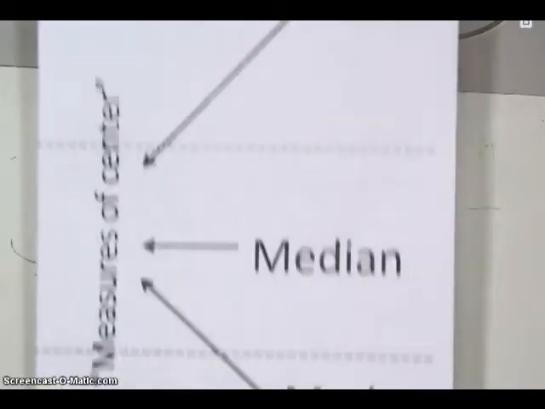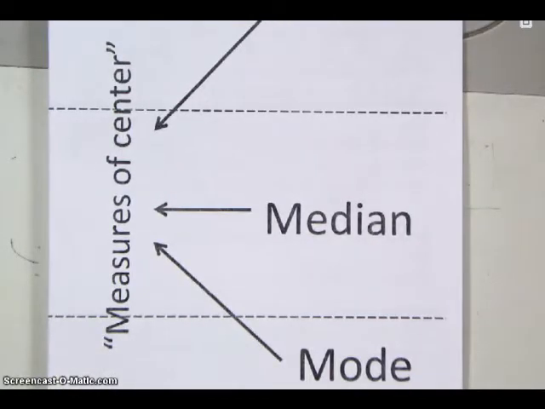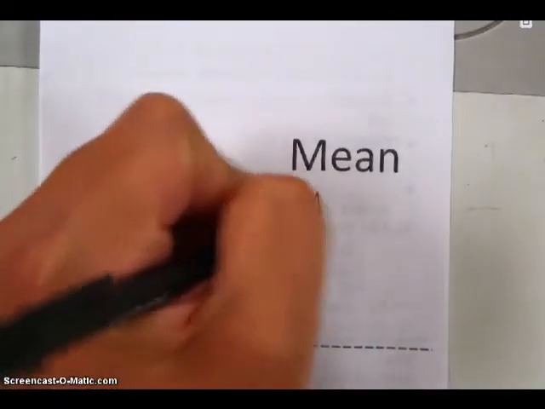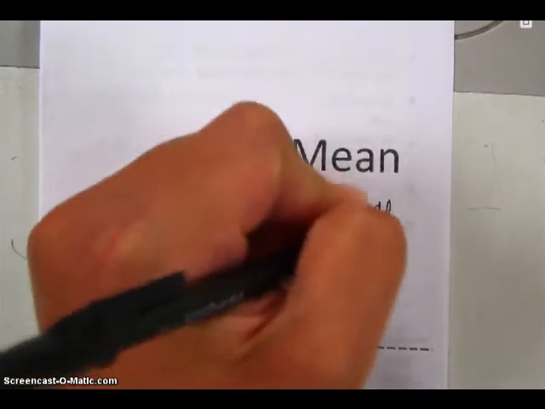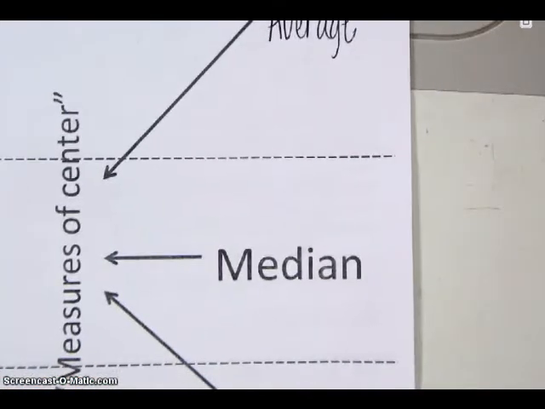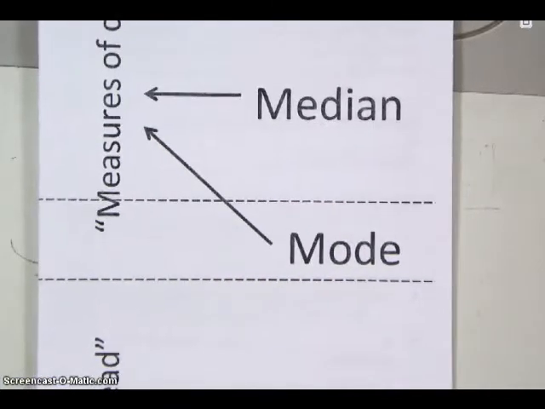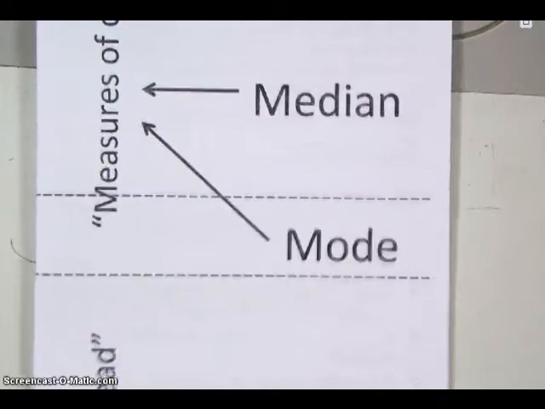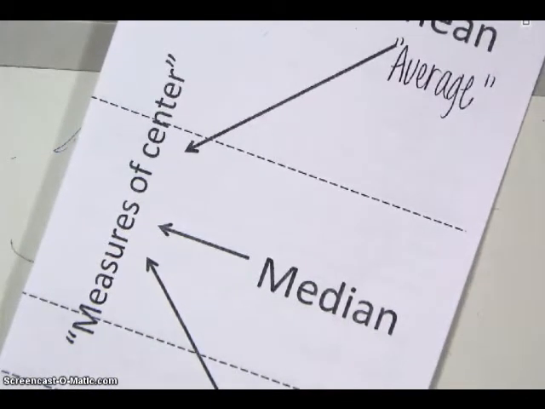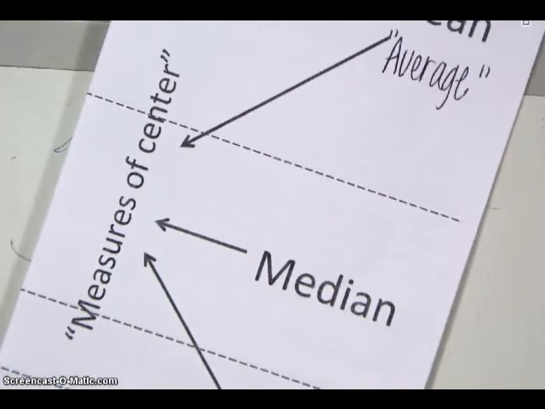We have three measures of center that you can see on your foldable here, and those are the mean, which we also call an average. Maybe you're used to hearing the word average for mean. And then we have the median, which is the middle of your data. And then we have mode, which is our data that shows up the most. All of those are measures of center. Those are each one way that we can figure out the center of our data that we collect.